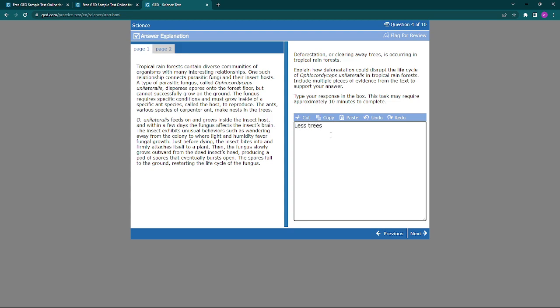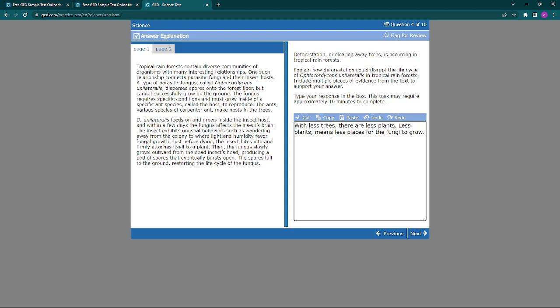You should write complete sentences. With less trees, there are less, let's see, hold on. So deforestation disrupts the life cycle. You've got to think about what's really going on here. The fungus infects the ants. The ants have to carry it to where it's sunny, attached to a plant. So with less trees, there are less plants. Less plants means less places for the fungi to grow.